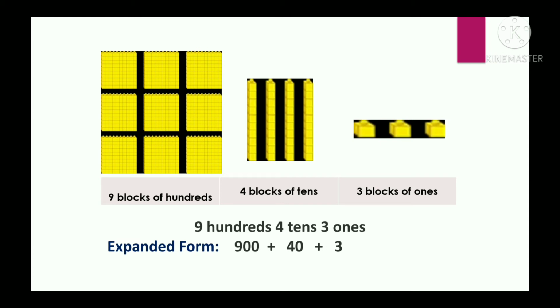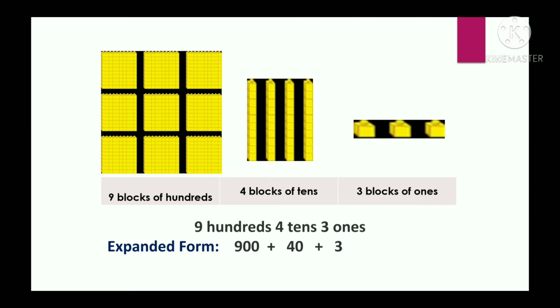In this picture, the first one is 9 blocks of 100. Here you can see 9 blocks and each block is a 100 block. In the second one you can see each block is having 10 blocks, so we get 4 blocks of tens. Now the third one is 3 blocks of ones. It means here only 3 blocks are given. Now how do we write it?